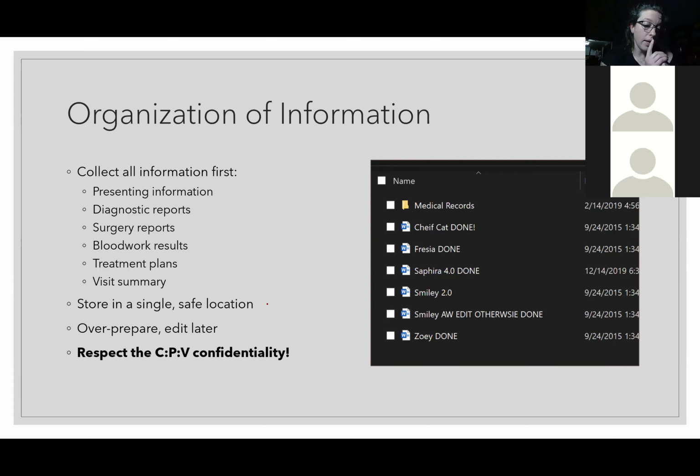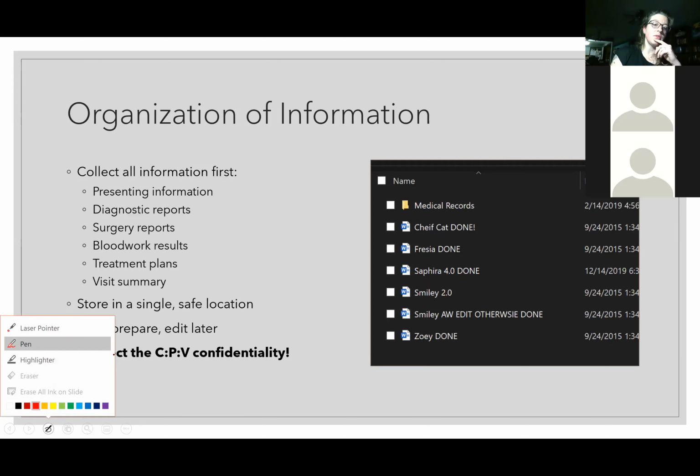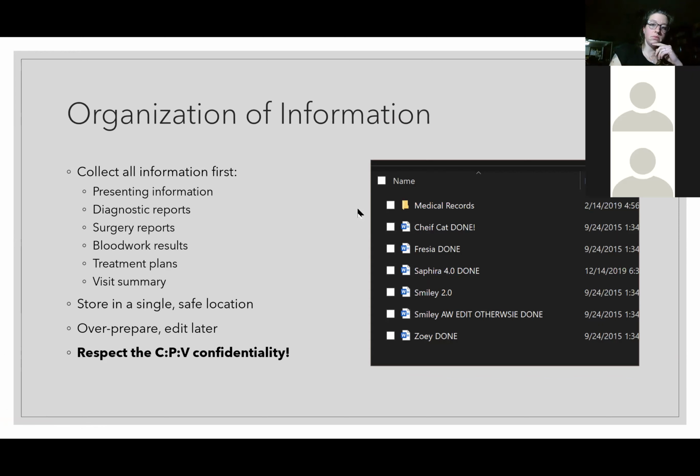For me, I saved those medical records as a PDF, and you can see in the image that I have them all saved in this folder that's labeled medical records. If you print them off, you need to make sure that they are not leaving the hospital. The reason for that is that if you happen to lose them, then your client's information is out there in the world.